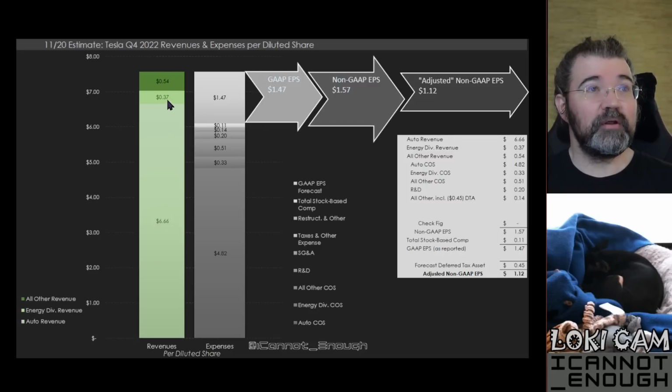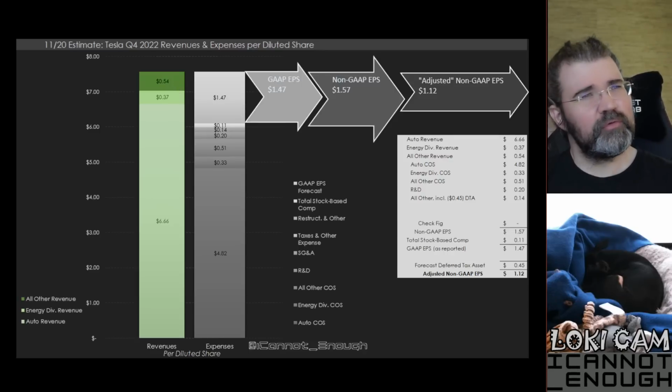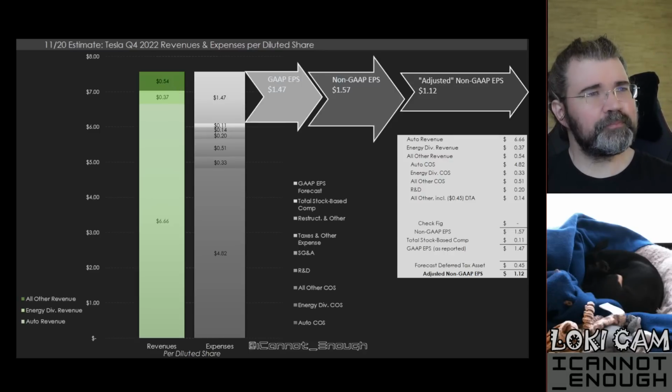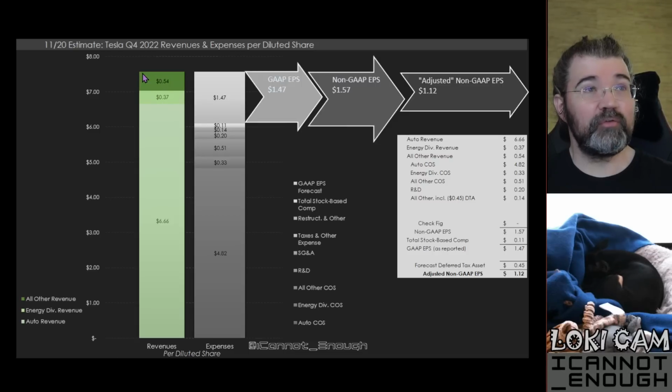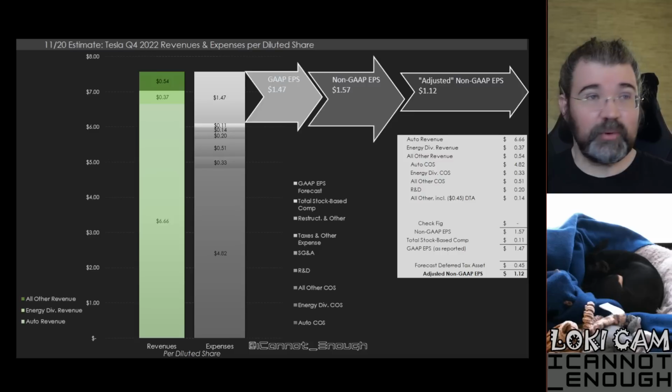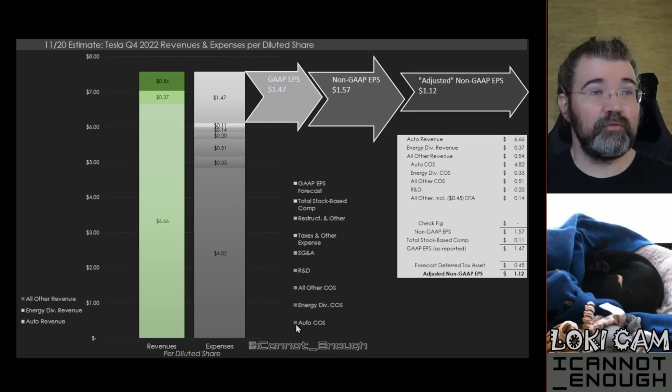Energy division revenue, 37 cents, and all other revenue of 54 cents. The all other is services and other revenue. So that's how the revenue stacks up. About $7.50 worth of revenue in total, broken down into these categories. Then on the expenses side, cost of sales is most of what Tesla's costs are. So there's $4.82 here of automotive cost of sales.